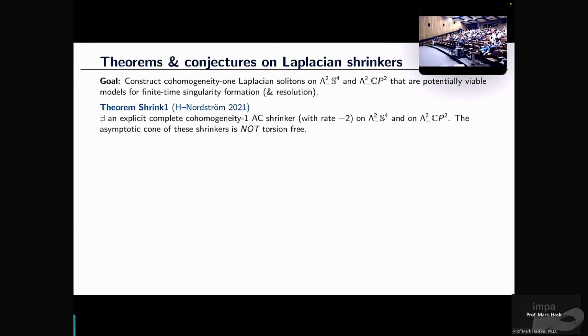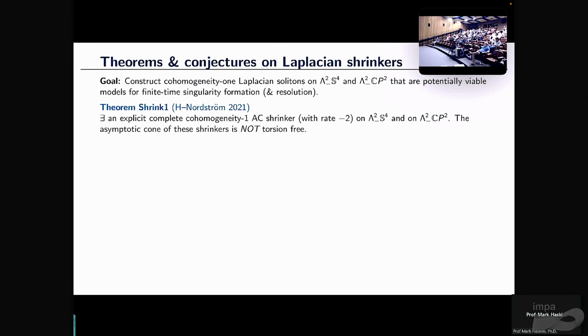So here we instead want to study solitons on these two spaces with the same symmetries as the torsion-free ones, but now we're looking for either shrinkers or steady solitons or expanders. So the first result is something about shrinkers. It says that on both of these spaces, there is indeed an explicit complete cohomogeneity 1 shrinker. It has rate different from the torsion-free one.